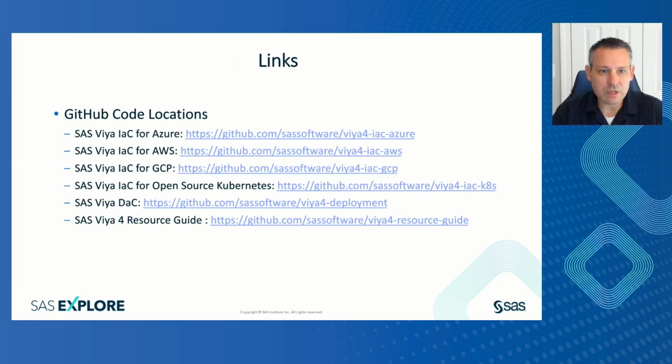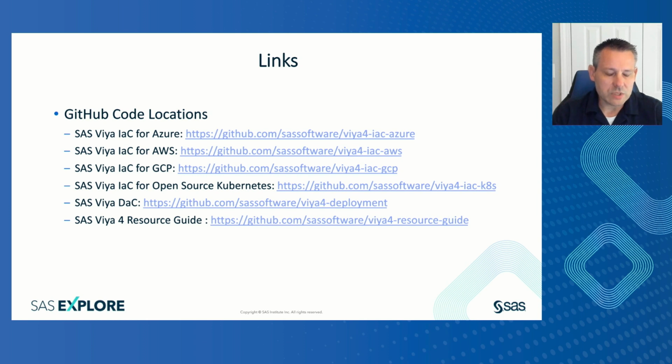So from here, let me just tell you about a few different links. As Sally said, the code base is all open source. We have four infrastructure as code repos that are available for Azure, AWS, GCP, and open source Kubernetes. Those are all available to the public now. You can go check those out. They do follow the same standard, so if you're familiar with any of these, they all have a very similar Terraform variable file that can be used to set things up.